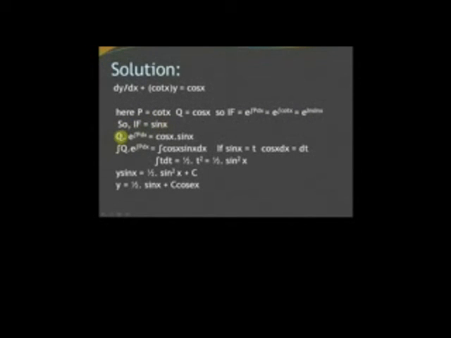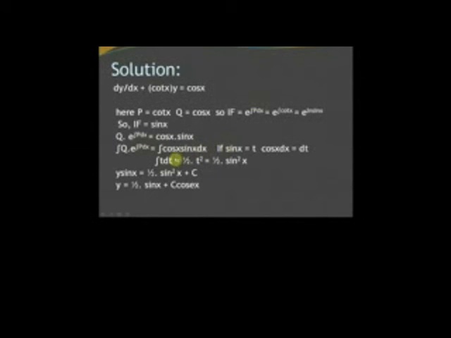Also q into e to the power of integral p dx would be equal to: q is cos x and the integrating factor is sin x. So this would be equal to cos x into sin x. Therefore the integral of q into e to the power of integral p dx would be equal to the integral of cos x into sin x dx.